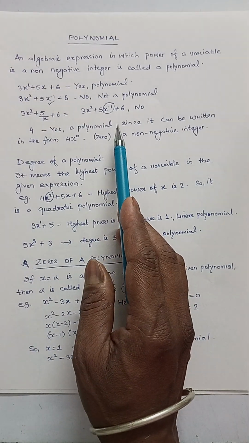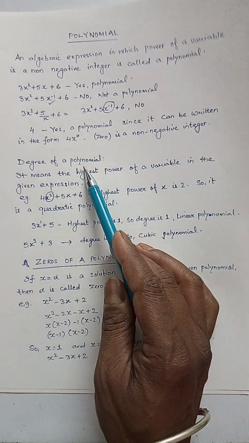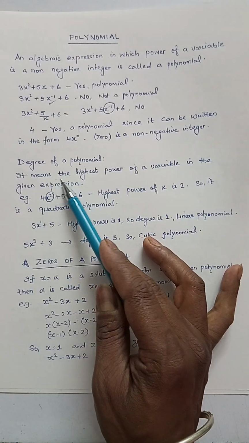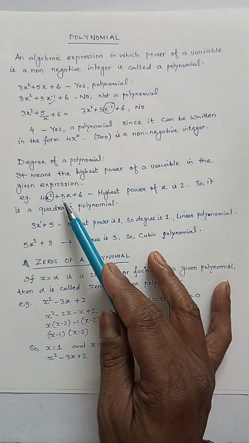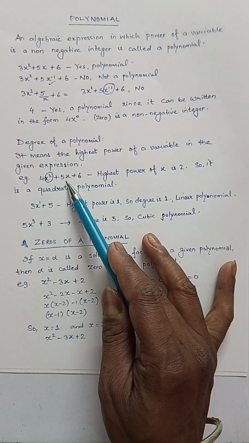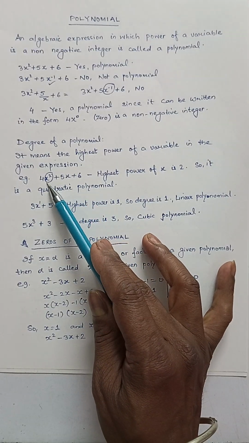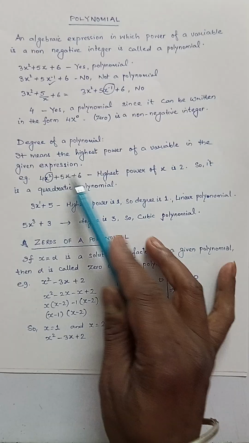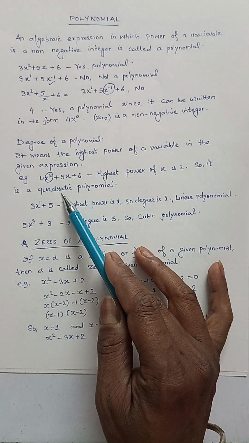Now we are going to learn what the degree of a polynomial is. It means the highest power of a variable in the given expression. Example, 4x² + 5x + 6. Here the highest power of x is 2, so we can say that it is a quadratic polynomial.